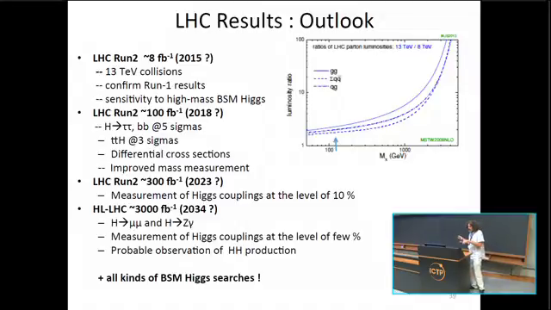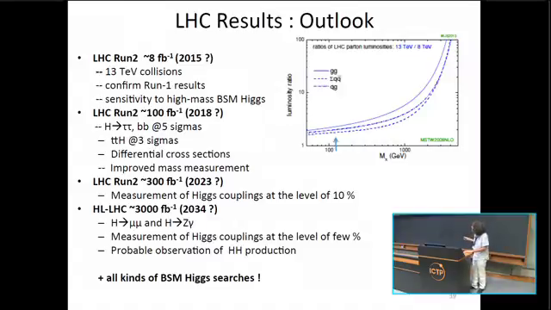So for run 2, we expect to collect 100 inverse femtobarns by 2018. We will have all these channels like tau tau, bb, and observed, probably also ttH at least at 3 sigma. We can improve all these mass and coupling measurements. At the end of run 2, the expectation is to have couplings measured at the level of 10%.